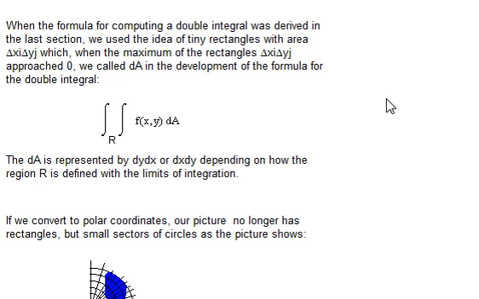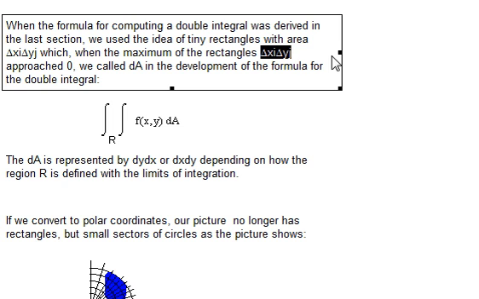When we computed the formula for calculating a double integral in the last section, we thought about the idea of the region R divided up into tiny rectangles with a function f of x, y, the surface above those rectangles, and put together a Riemann sum, which gave us this double integral, especially as the size of the delta x_i and the delta y_i approach 0. So we called dA, in the development, the area of each of the pieces of R.